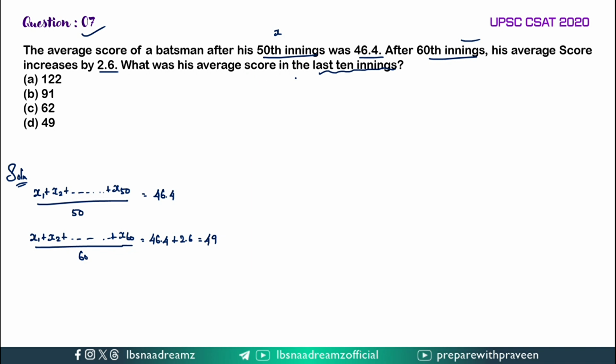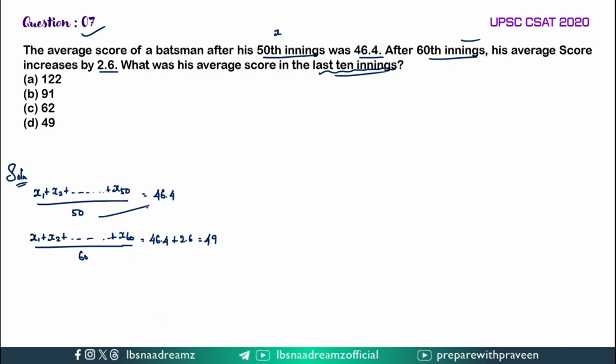Now we have to find the average score in the last 10 innings. To find that, first we will find the total score in the first 50 innings, and then we will find the total score in the first 60 innings. Then we will subtract this and this. We will get the total score in the last 10 innings, right? After that we will calculate the average.